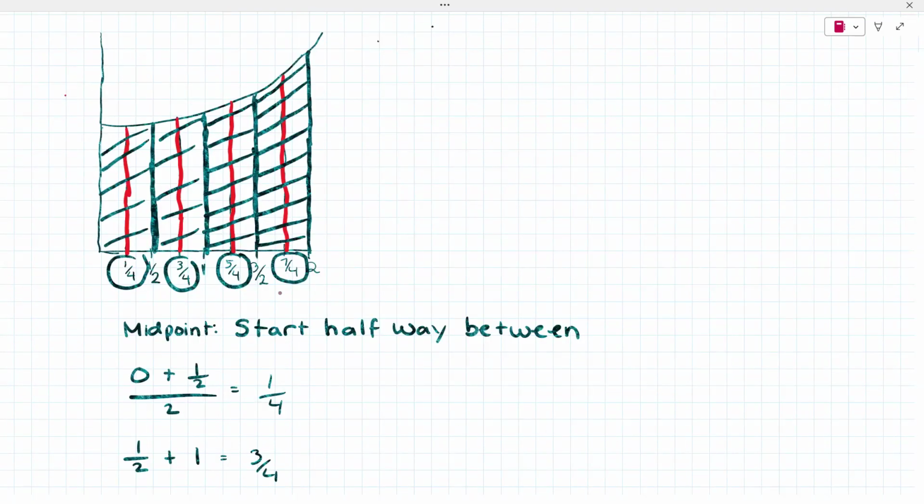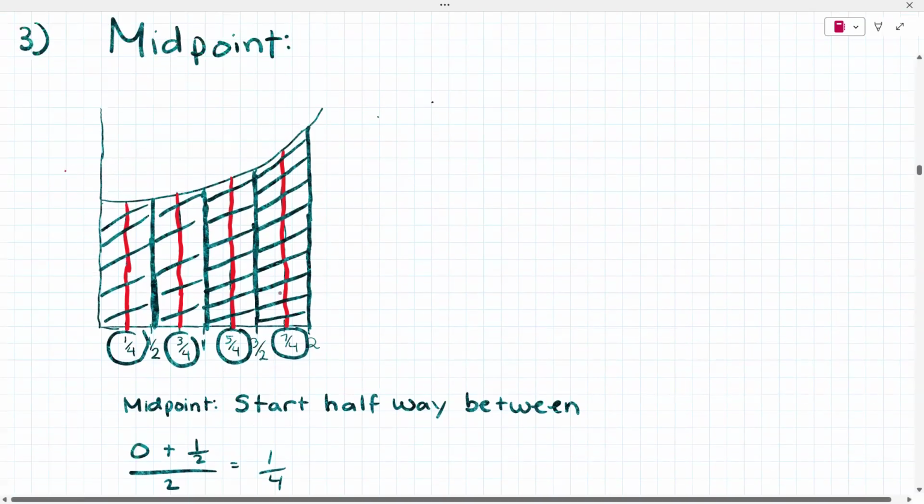Okay, so I have more rectangles, and it's really more accurate because it's really more under the curve. It's not above or below. It's just right.